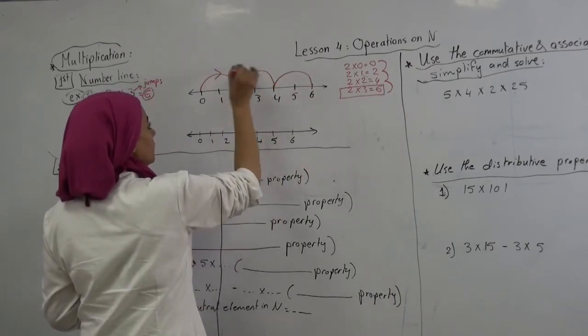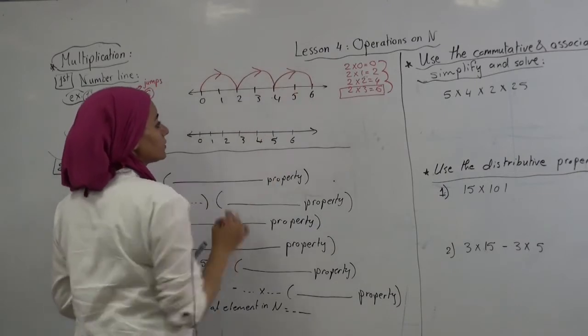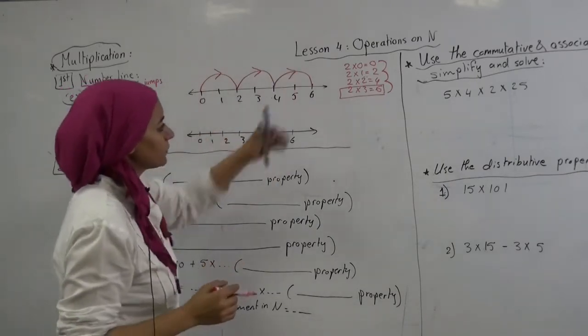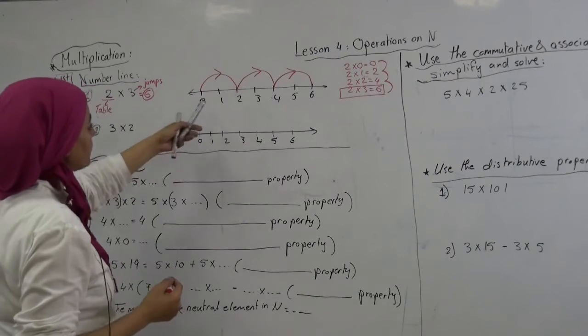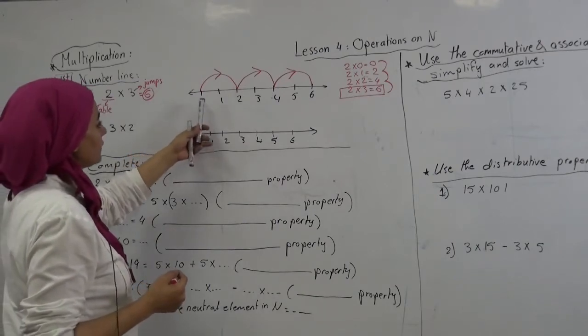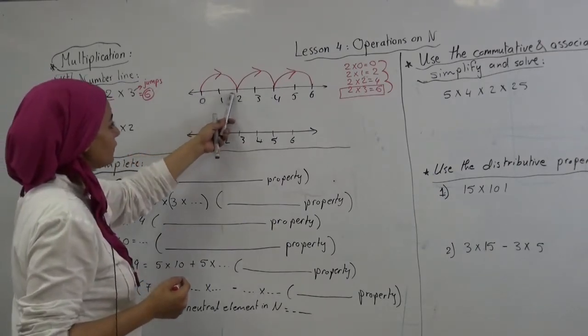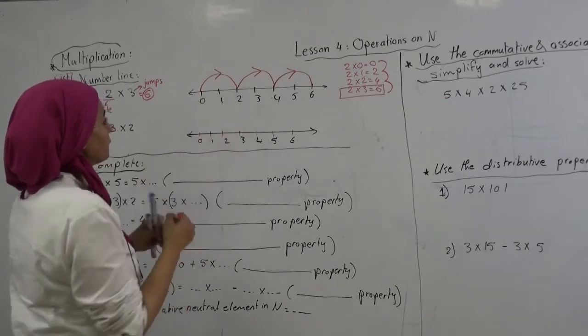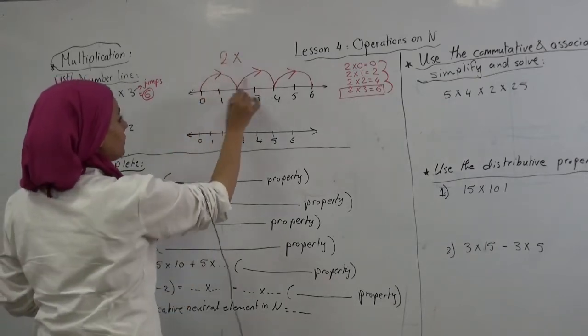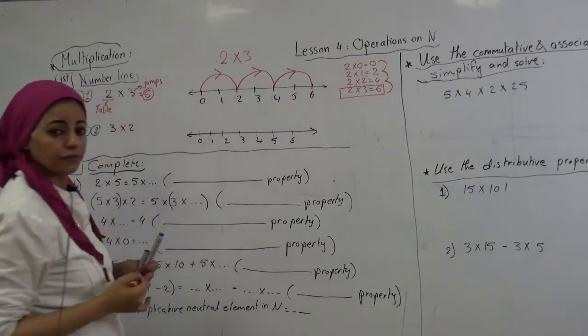And of course, whenever you jump, you make the direction to the right. We are jumping to the right, starting from 0. So if I look at this, I will find that the first number is the length of the jumps, which is 2, times how many jumps? 3, so it's 2 times 3.